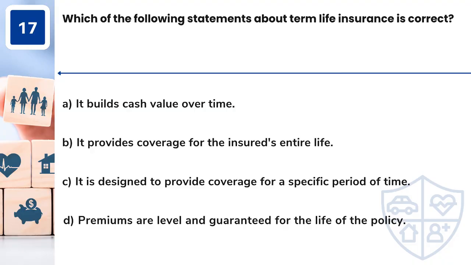Question 17. Which of the following statements about term life insurance is correct? A. It builds cash value over time. B. It provides coverage for the insured's entire life. C. It is designed to provide coverage for a specific period of time. D. Premiums are level and guaranteed for the life of the policy.